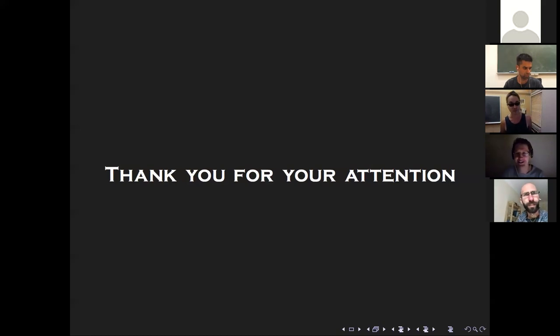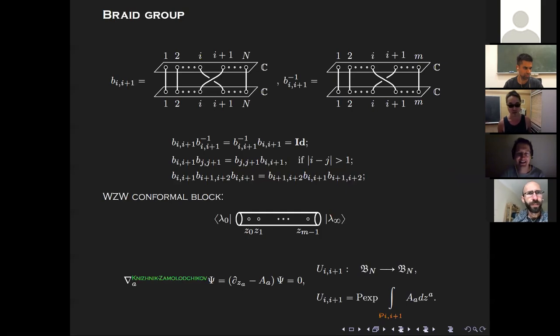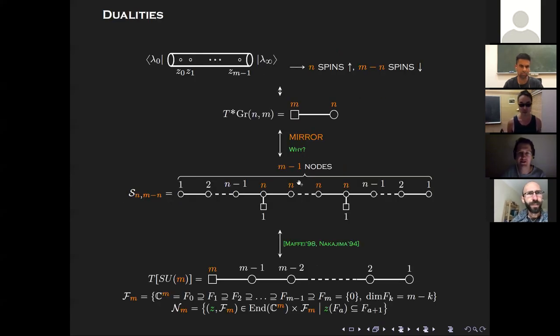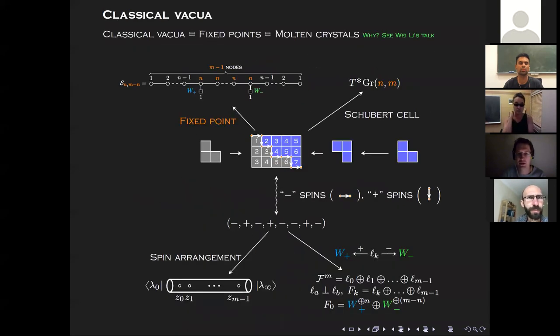Yes. Actually, I have slides for this. So it's this chain of dualities, right? We identify the conformal block with the star Grassmannian, then it's mirror dual to this theory, and then there is one Maffei map to the flag variety. And if I start to look at fixed points of this theory, alpha, this is a quiver variety, so I just look for fixed points, and I will find that they are given by these diagrams.